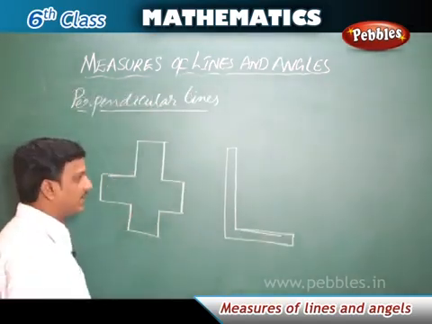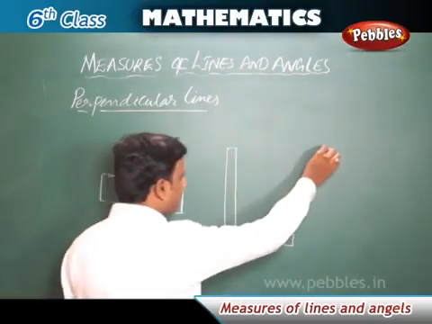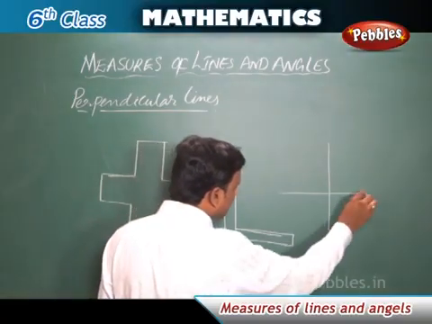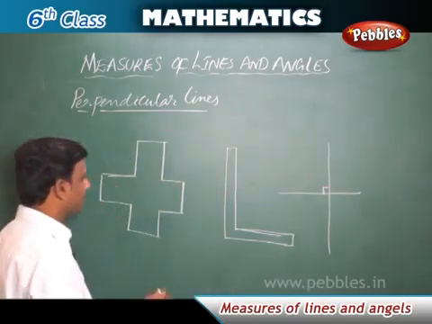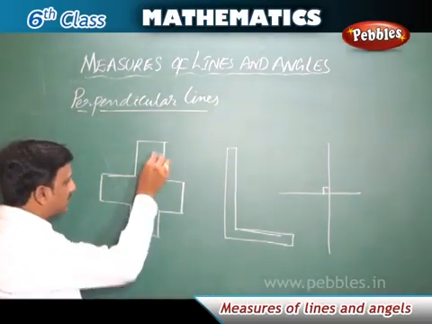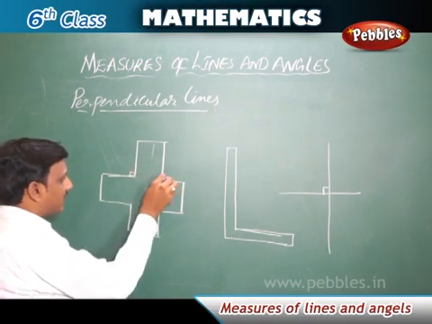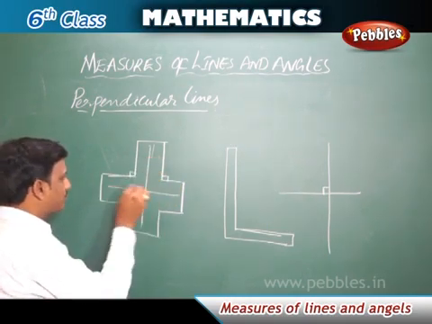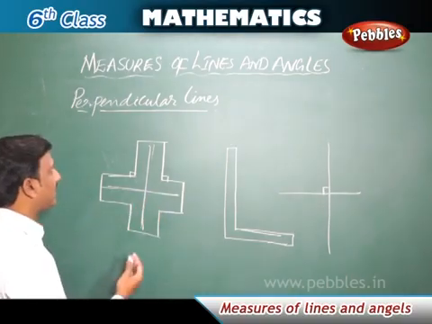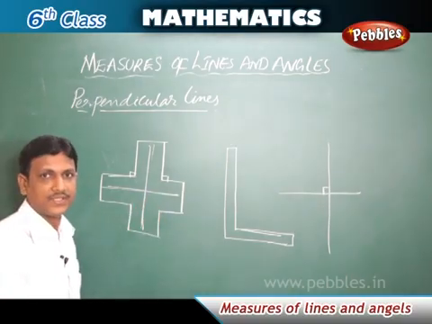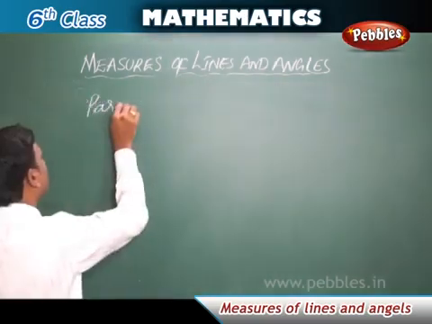Perpendicular lines. If two lines intersect each other at a right angle, we call those lines perpendicular lines. Look at a cross. Here we find right angles. So these two straight lines intersect each other at a right angle. So these kinds of lines are called perpendicular lines.